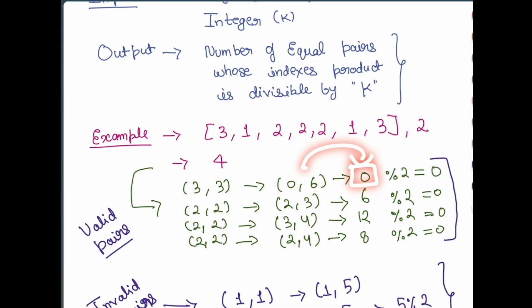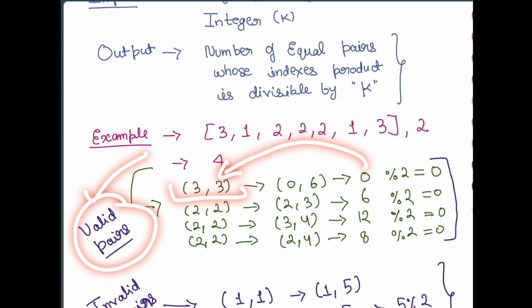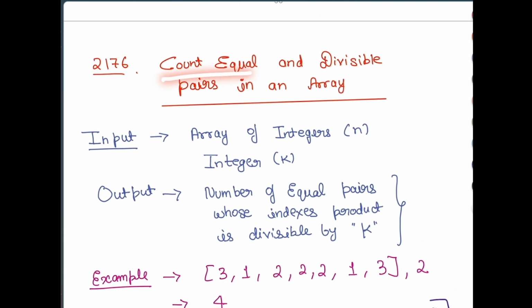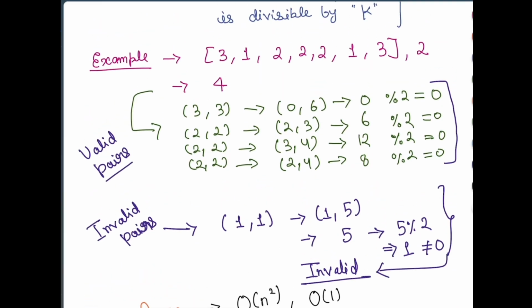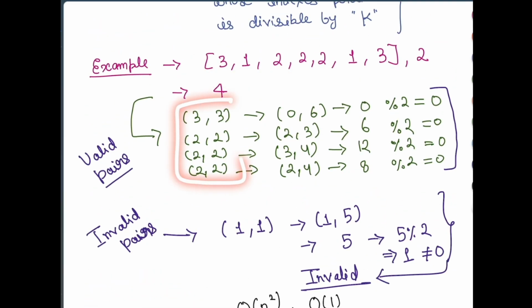So this is the product, and is it divisible by k? The value of k is 2. So 0 mod 2, the output is 0. So whenever you take a mod of a number from another number and the output is 0, in that case you can say that this number is divisible by the other number. So 0 mod 2 is equal to 0. So 0 is fine, right? So from here I can say that this particular pair is fine and I will count it. It's a valid pair. The question says that we need to count all the equal and divisible pairs, right? So out of this particular example, I have got 4 equal and divisible pairs.